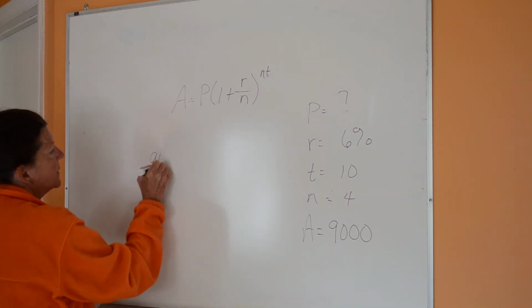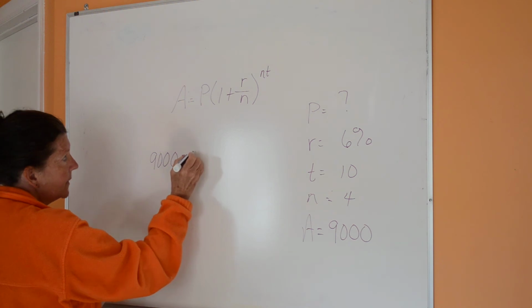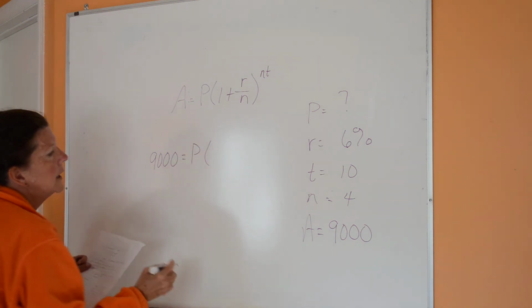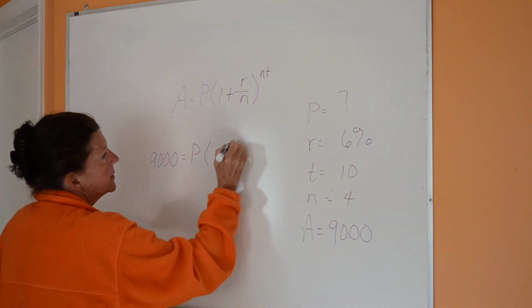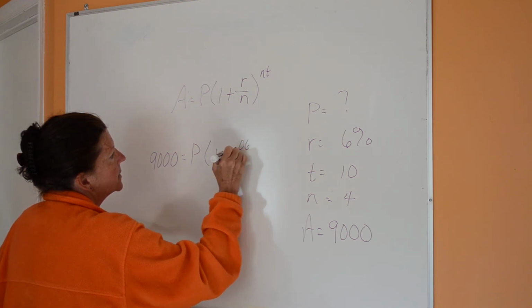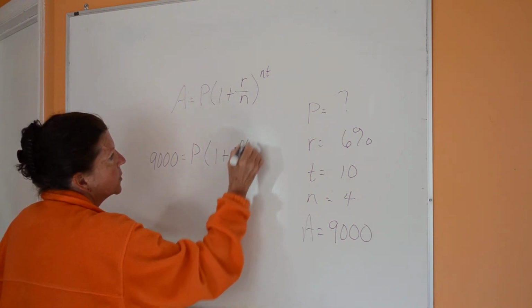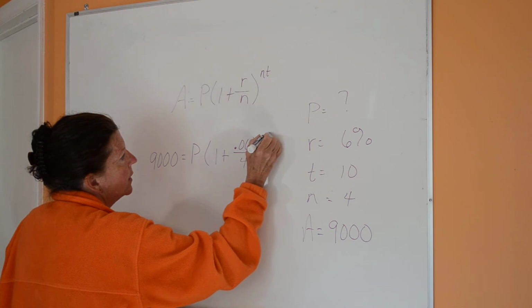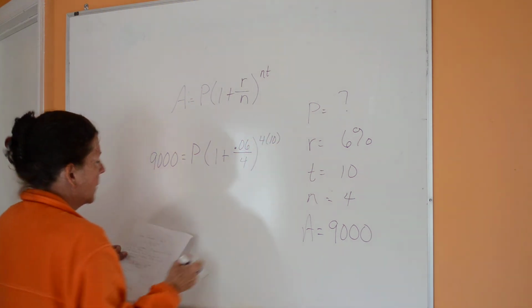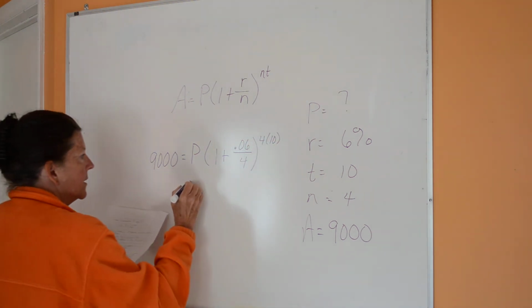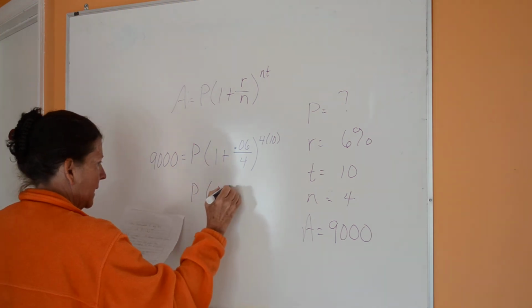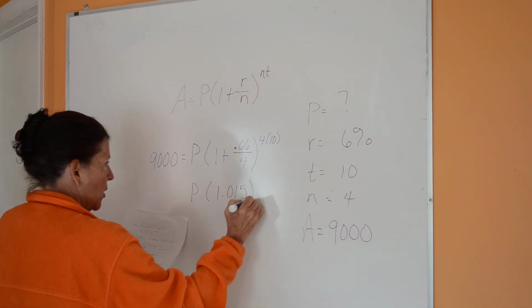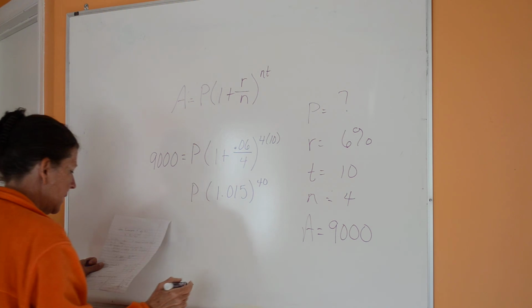All right, your 9,000 goes right here. I don't know what the P is, I'll leave that blank. So I have 1 plus, the rate is 0.06, divided by 4, because it's quarterly, raised to the 4 times 10 power. This right here is 1.015 raised to the 40th power.